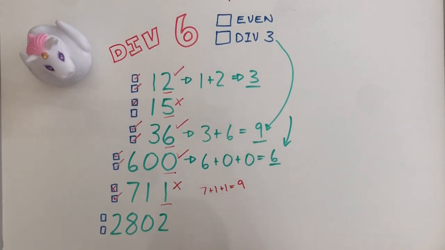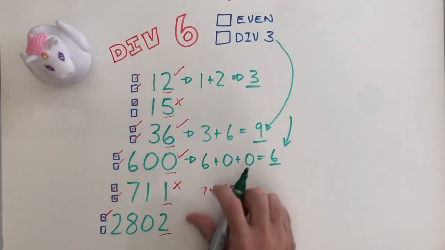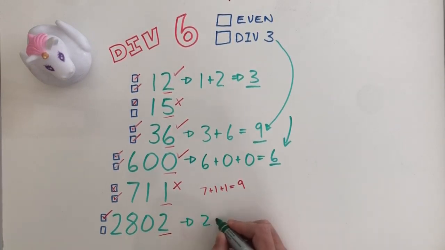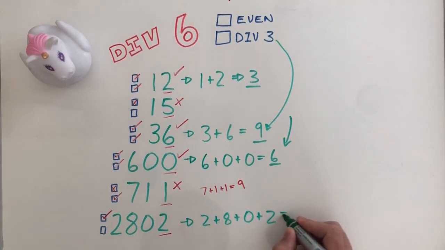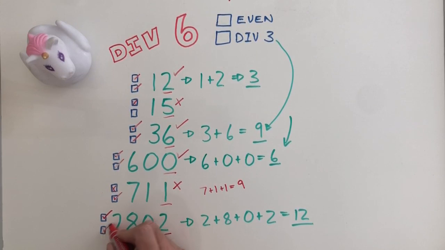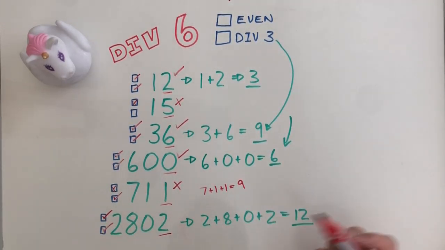And then for our last number here, we have 2802. I can see this is an even number, so it passes the first test. The second test is just adding the numbers and seeing if it's divisible by 3. So let's quickly do that. 2 plus 8 plus 0 plus 2 equals 12. And will 3 go into 12? Absolutely yes. Because it passes both tests, it's even or divisible by 2, and it's divisible by 3, 2802 will definitely be divisible by 6.